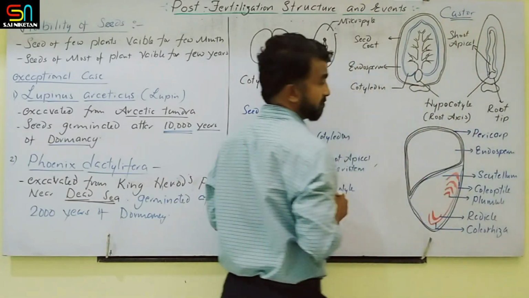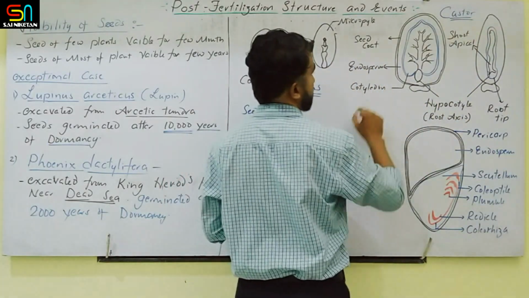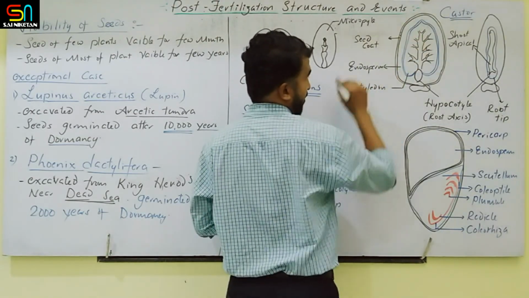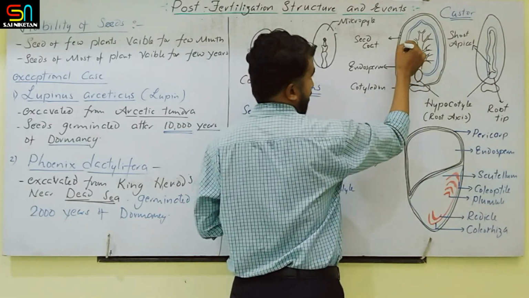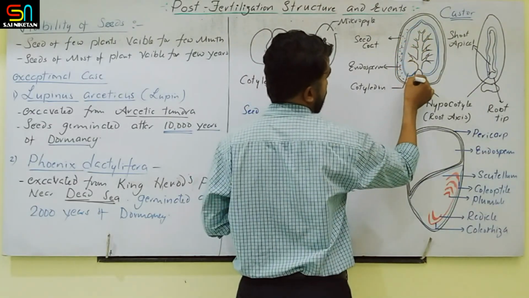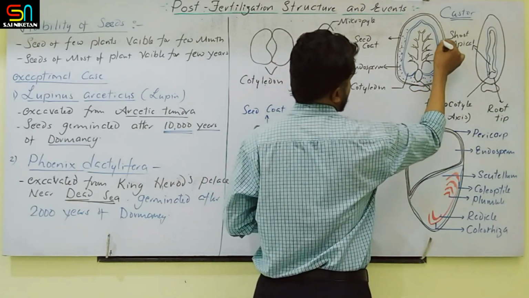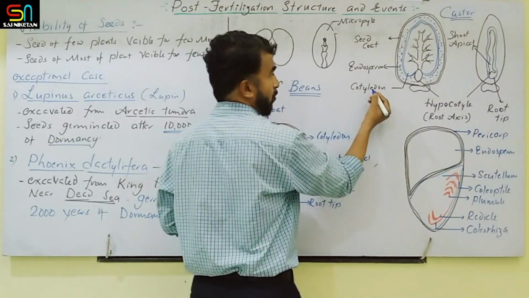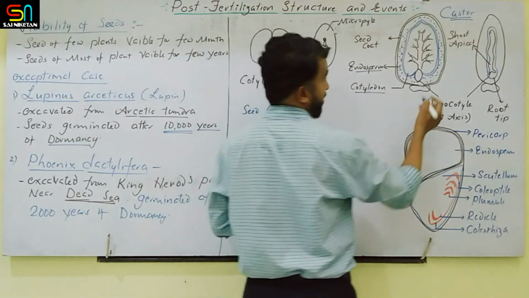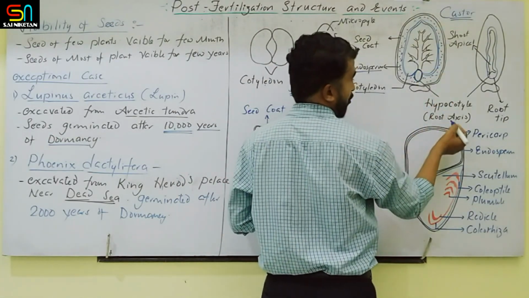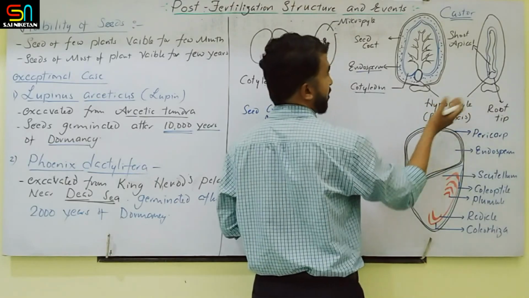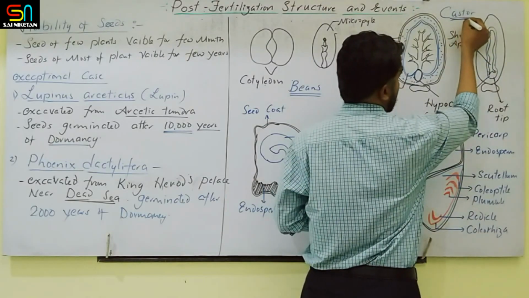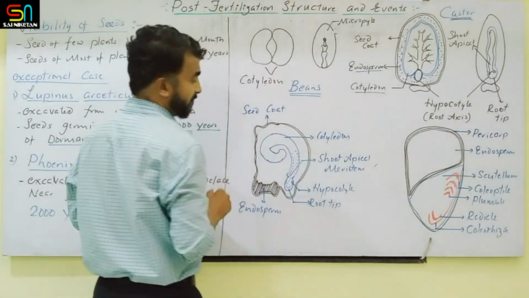This is an albuminous seed. When you observe it, the seed coat is present, with two layers: outer testa and inner tegmen. Endosperm is present here, so this region is endospermic. Clear? If endosperm is present in a mature seed, then the seed is endospermic. Cotyledon is also present, and this is the hypocotyl, which will develop into the lower portion, the root tip, and this is the shoot apex, the epicotyl. So this is the castor seed. Clear? One more figure is given.